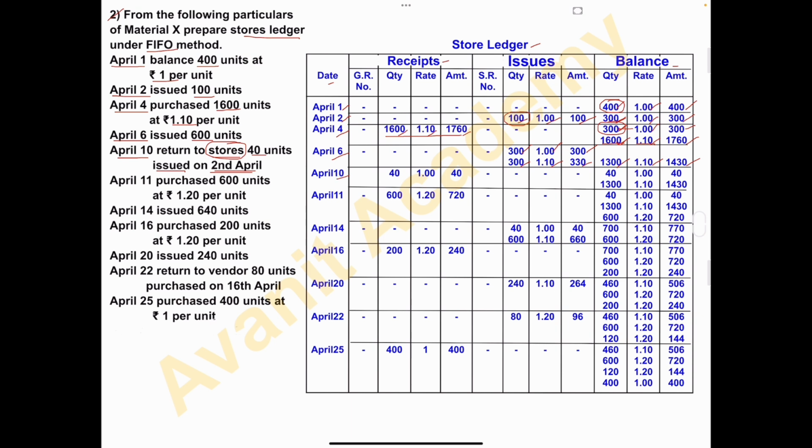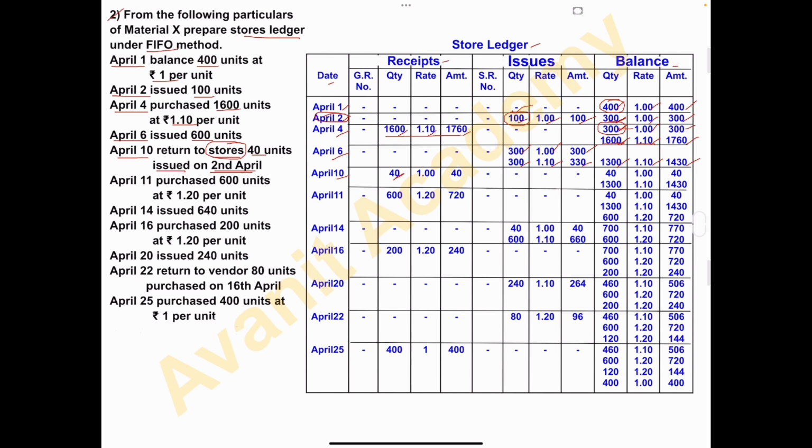Okay, return to store. Remember this. Return to store will take in receipt because the goods are returned to the godown store from the production department. How many units they have returned? 40 units which were issued on 2nd April. See the 2nd April entry in the solution. So on 2nd April, how many units we have issued? 100. Okay, got all of you? 100 units we have issued. Out of that 100, now on 10th April, 40 units are returned to store. So that we have written here 40 units.